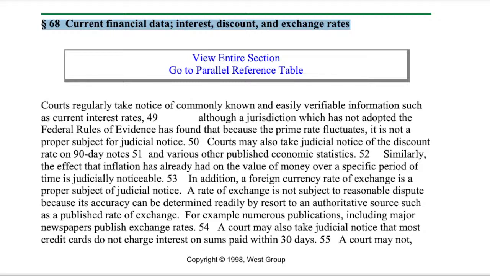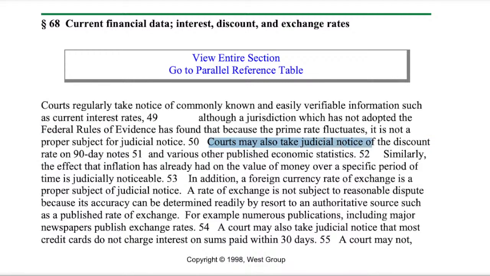Okay, so we're on to section 68. The courts regularly take notice of commonly known and easily verifiable information, such as current interest rates. Although a jurisdiction which has not adopted the federal rules of evidence has found that because the prime rate fluctuates, it is not a proper subject for judicial notice. So again, we're discussing the federal rules of evidence as laws of evidence, and not all states have adopted them directly, although they all incorporate them to some extent. Usually they have more lax rules in the state. However, some states do follow the federal rules of evidence. This being the highest standard, that's what we're learning here.